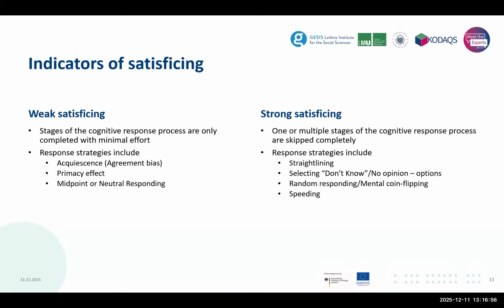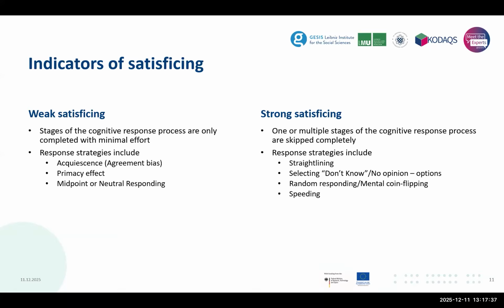With strong satisficing, it's a little bit different, because there one or multiple stages of the cognitive response process are skipped completely. And when respondents do that, there are different response strategies that can show. First of all, straight lining, which is in these multi-item scales that we are also talking about today. Basically, respondents just select the same response option through the different items, through the different questions. Another example would be selecting don't know or another no opinion response option. Third, it can also be random responding, really just randomly giving answers.